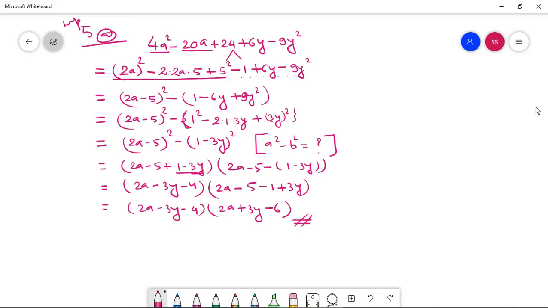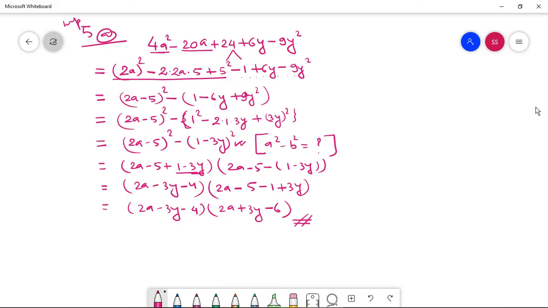So now we get the form of a square minus b square. So 2a minus 5 plus 1 minus 3y. A square minus b square is (a plus b) and (a minus b). If there are two terms in the second part, we need to insert a bracket. If there is a minus in the middle and more than two terms in the second part, we need to insert a bracket, or you need to think about the product of signs. So minus 1 becomes minus plus minus 1, minus minus plus 3y. So it changes the sign.